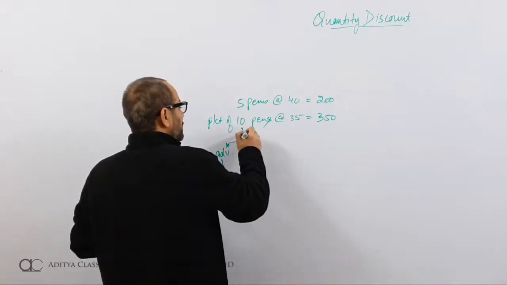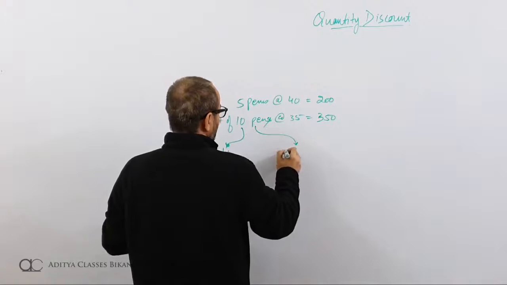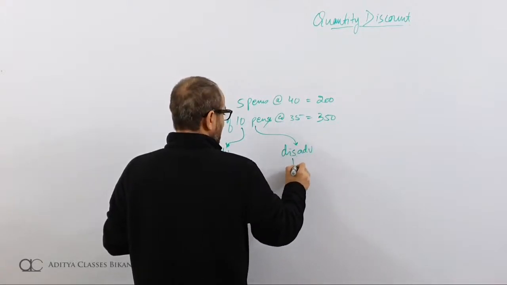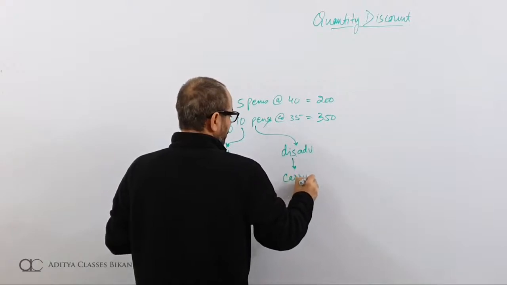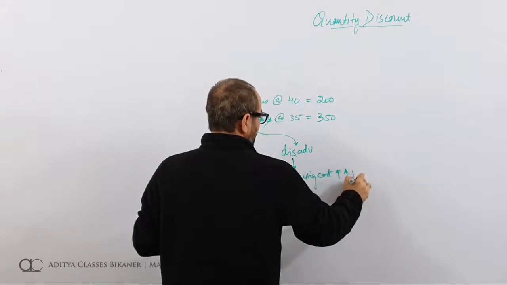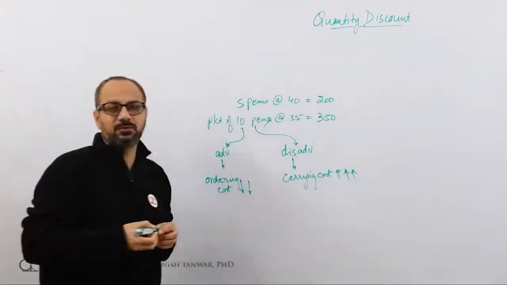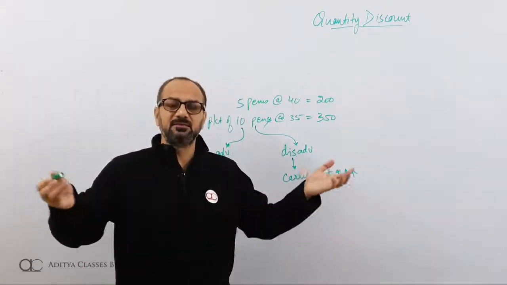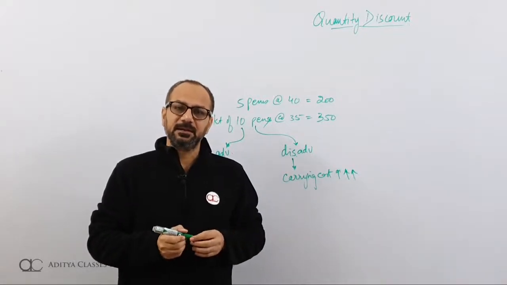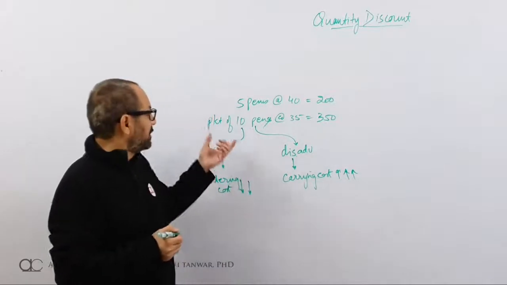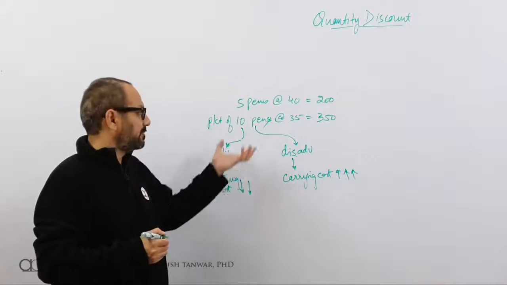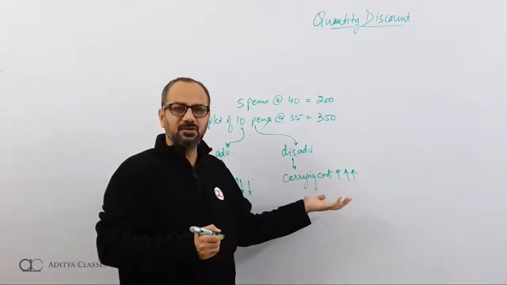But then there is a disadvantage of buying more quantities. What is that disadvantage? That disadvantage is that carrying cost goes up. If you buy more, you have to store more. If you have to store more, you need larger godowns, you need more electricity, you need more air conditioning, you need more refrigeration, more cooling. So in buying larger quantities, there is an advantage that the ordering cost comes down, but there is a disadvantage that the carrying cost goes up.